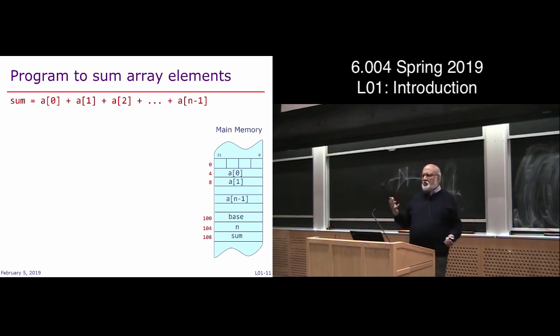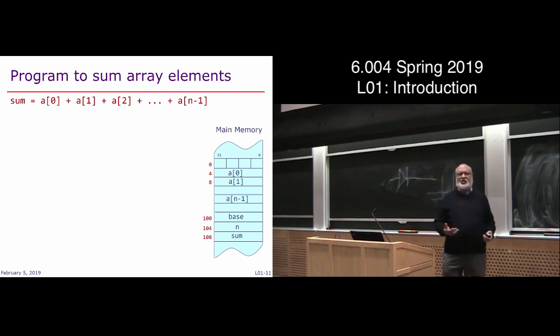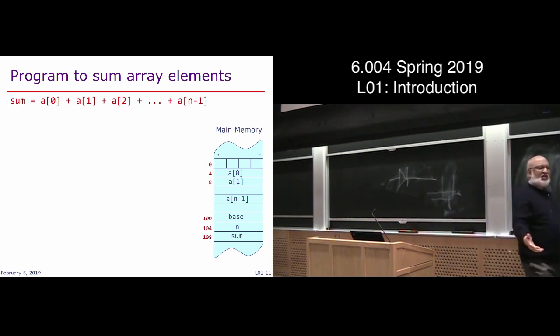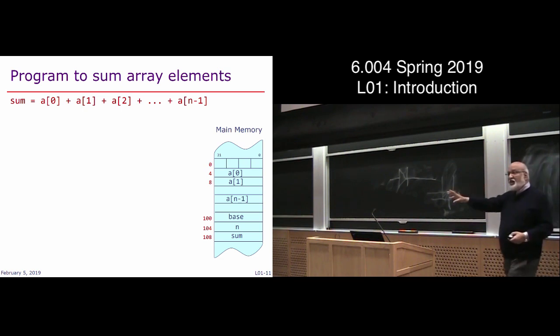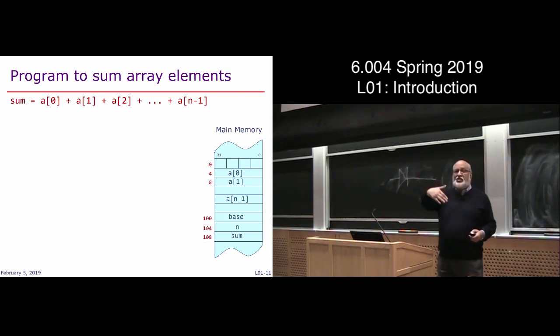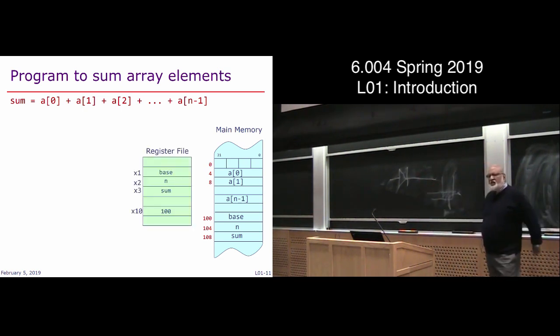Right? To write a general program to sum all the elements of an array, I'm going to lay out the array in the memory. I'm going to remember where the array starts in the memory. I'm going to know how many elements it has, stored in 104, and then where the result will be in 108. Good. But remember, we can't compute directly on the memory, so now we have to see what happens in the registers.